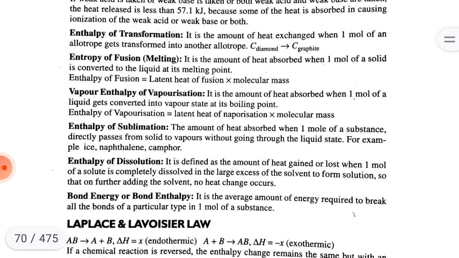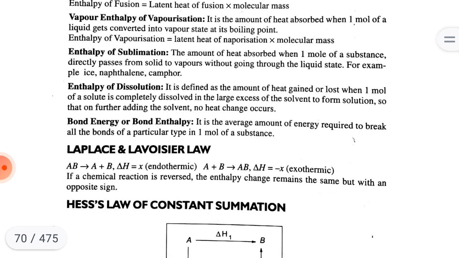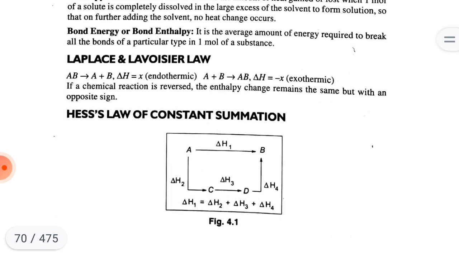Enthalpy of dissolution. It is defined as the amount of heat gained or lost when 1 mole of a solute is completely dissolved in a large excess of the solvent to form a solution, so that on further adding the solvent no heat change occurs.